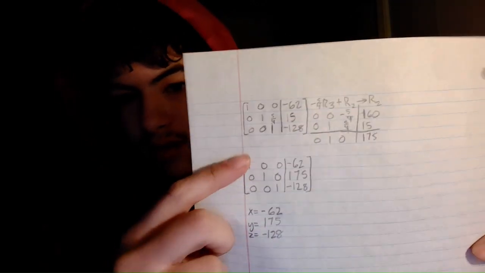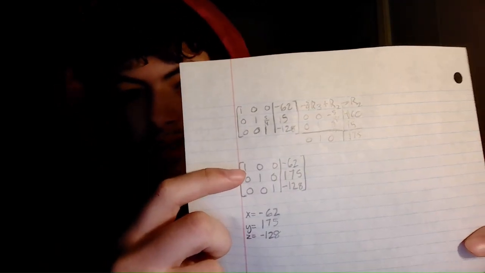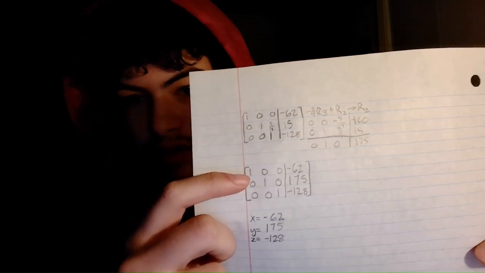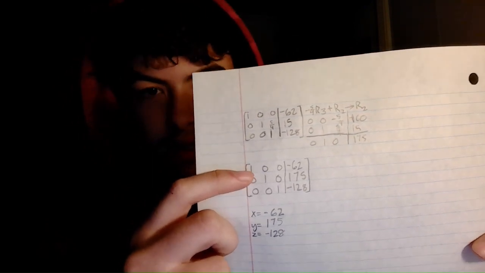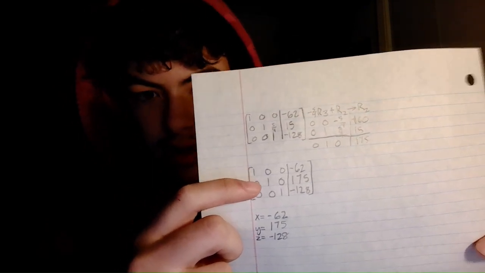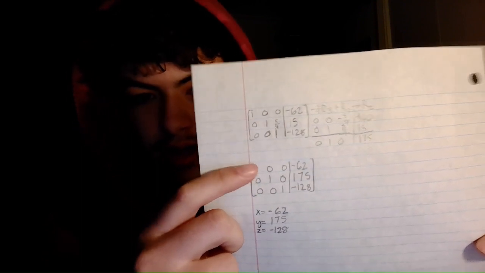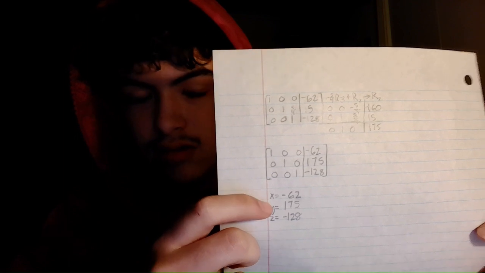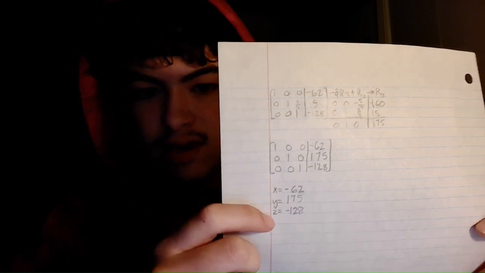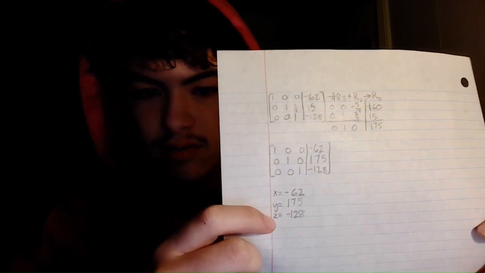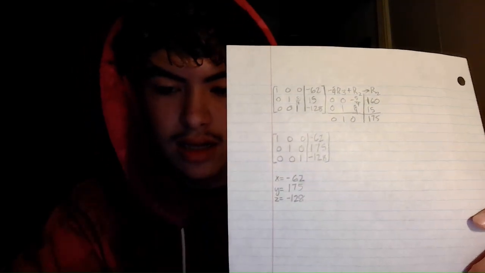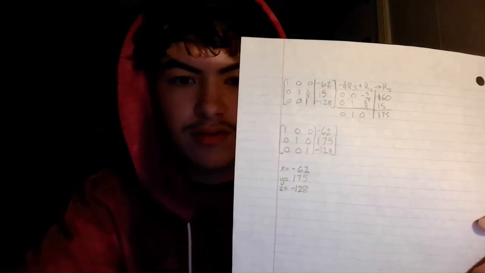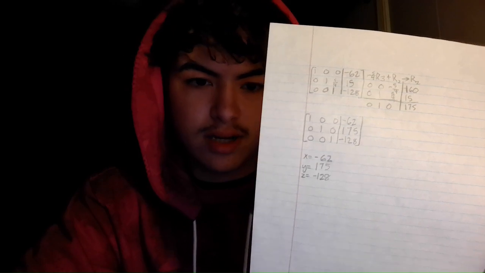So as follows, this is going to be x because it is the first coefficient and its value equals 1, and therefore it is x's identity. And then x, y, z. So we got x equals negative 62, y equals 175, and z equals negative 128. And that is how you solve row echelon form. And this is my example.